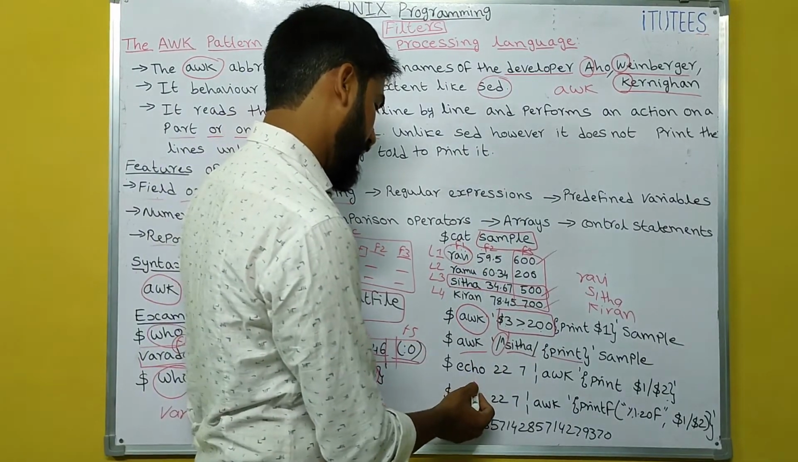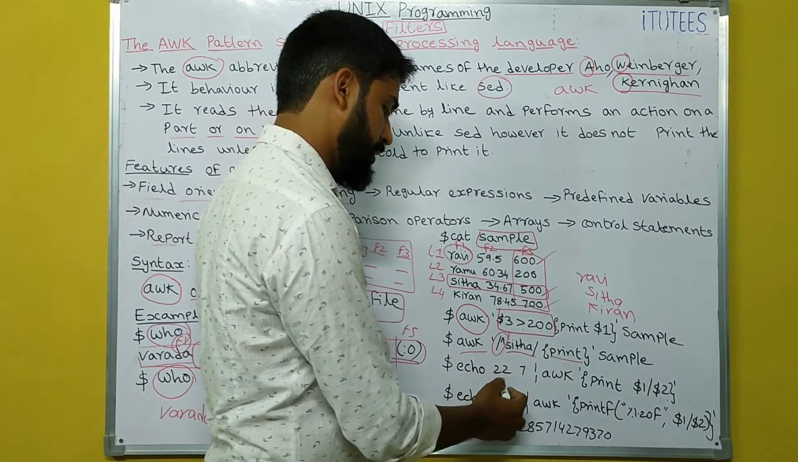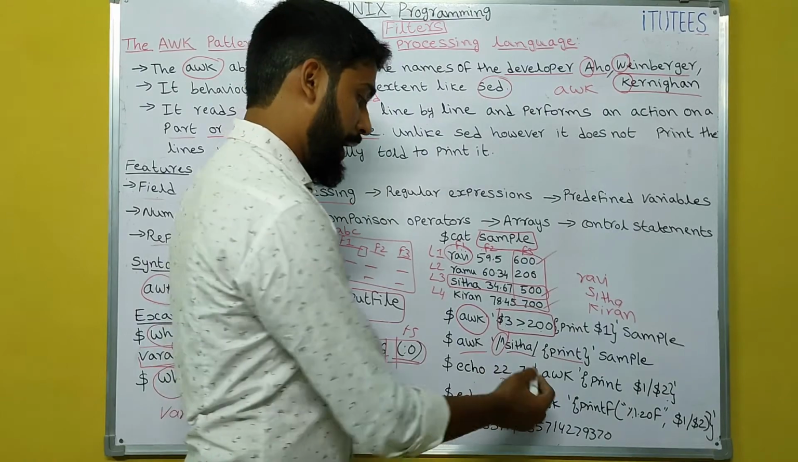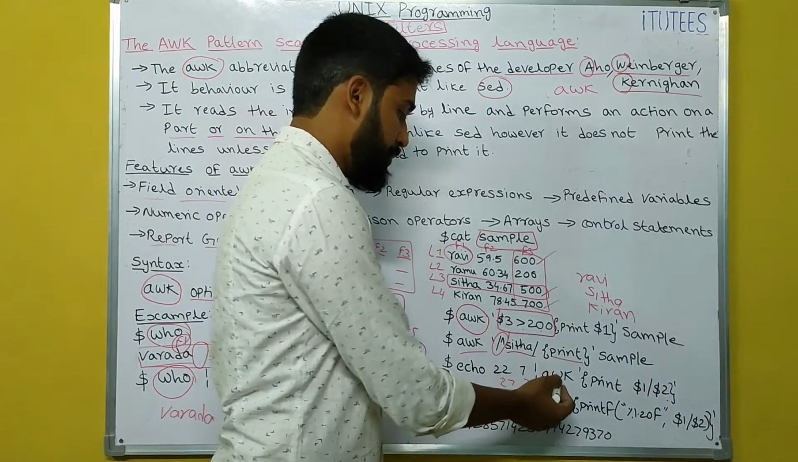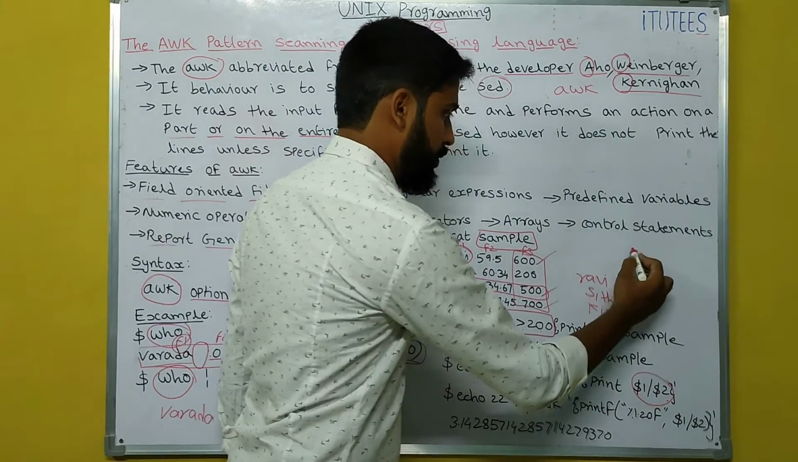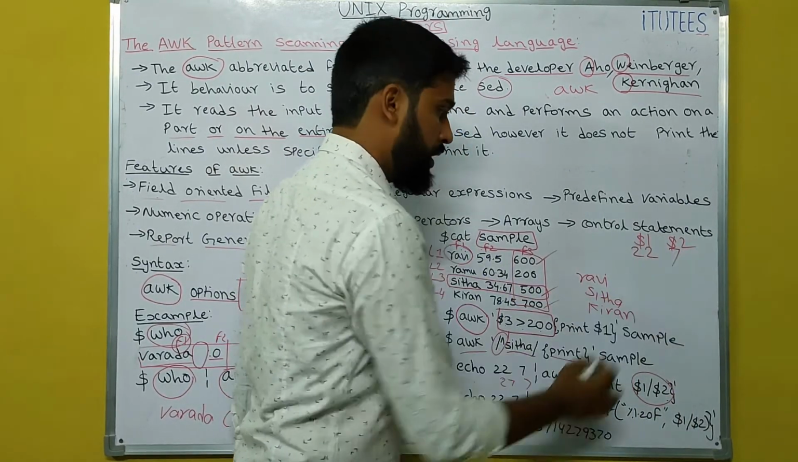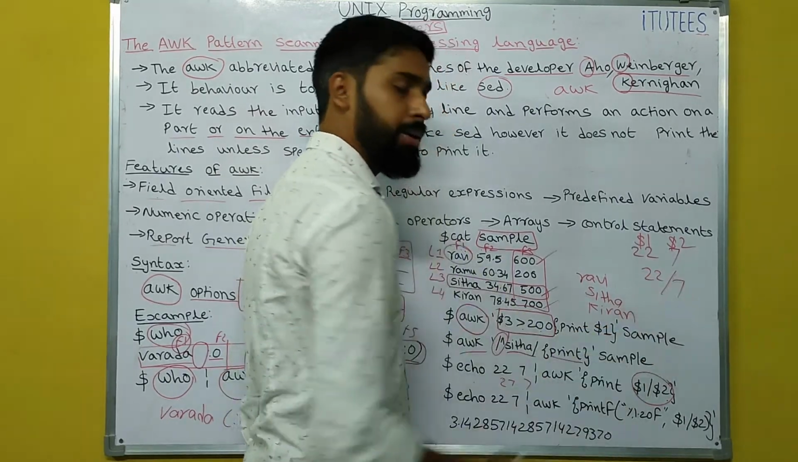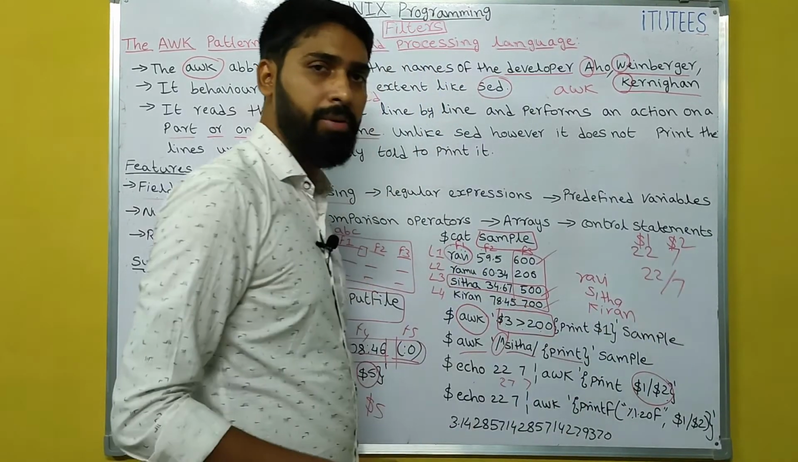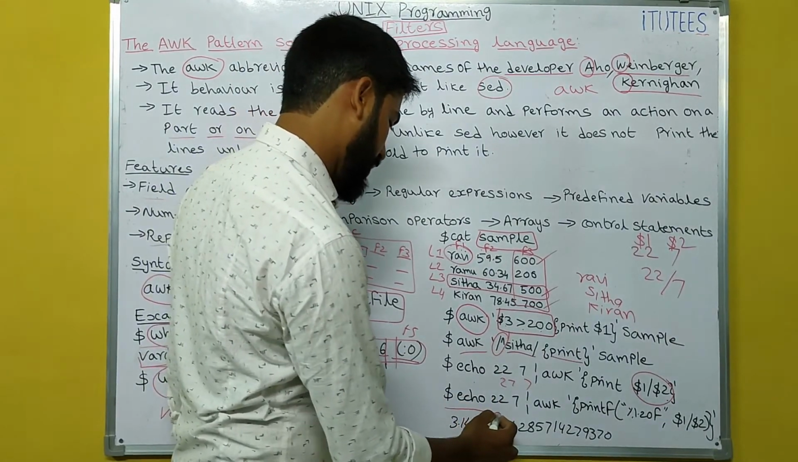Similarly, echo 22:7. So what is the output? 22:7 means it prints 22:7. And I can give this output as input to AWK: print $1 by $2. 22:7. This is the $1, this is the $2. That means 22/7. Here you are going to perform a division operation, and it prints 3.14285.